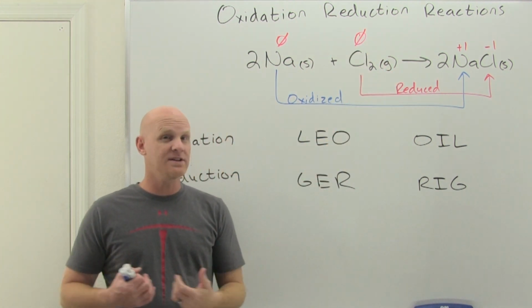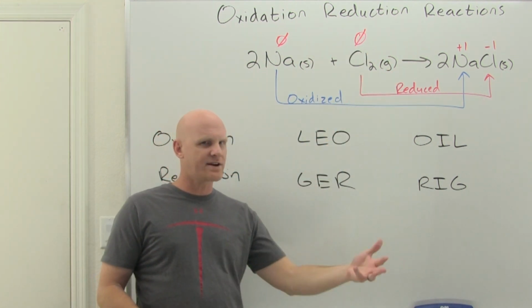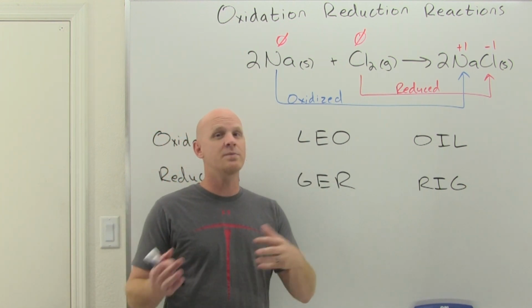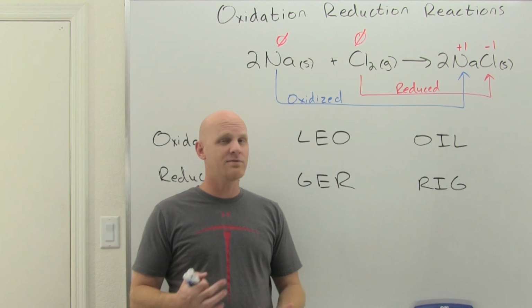Most redox reactions are going to have one oxidation and one reduction. You've got to have at least one of each. You can't have somebody losing electrons and nobody gains them. So you've got to have both a loss and a gain of electrons. So there's always oxidation and reduction taking place at the same time. You can't have one without the other.